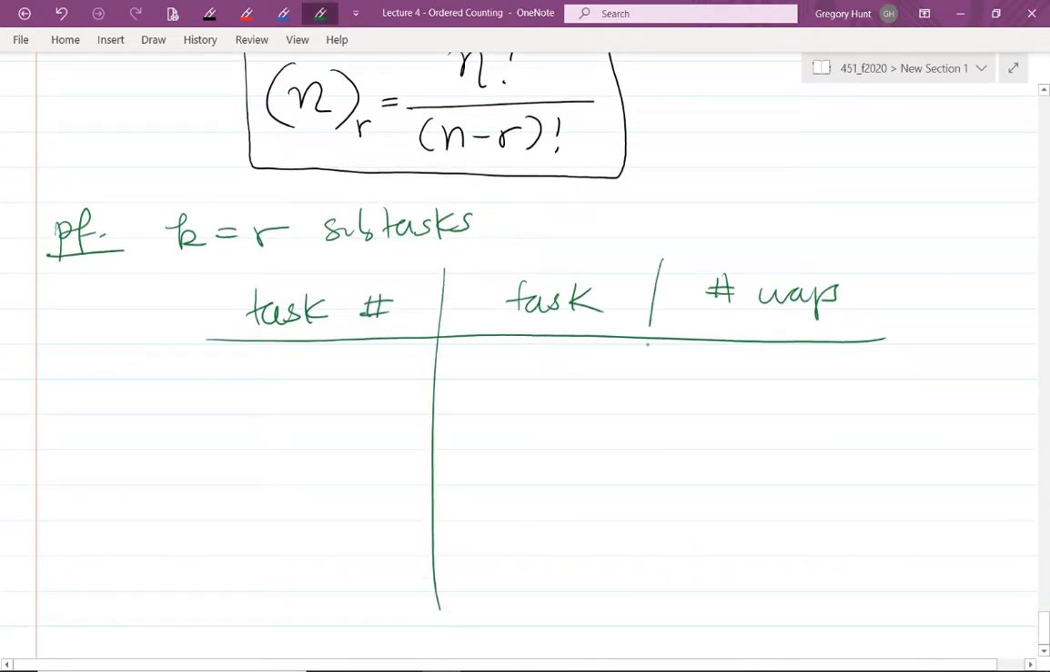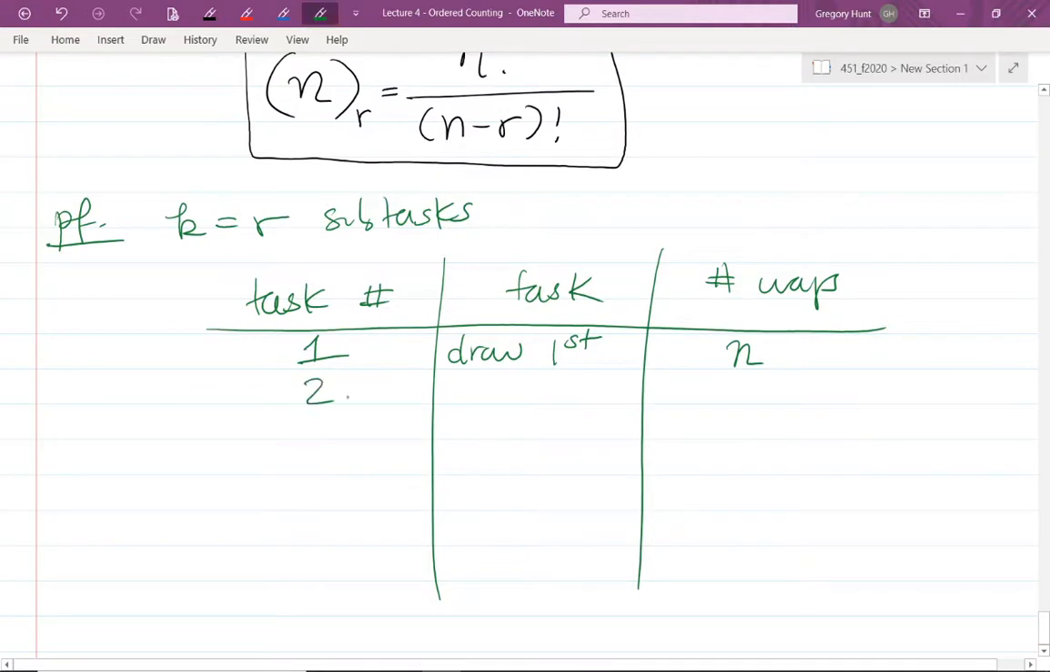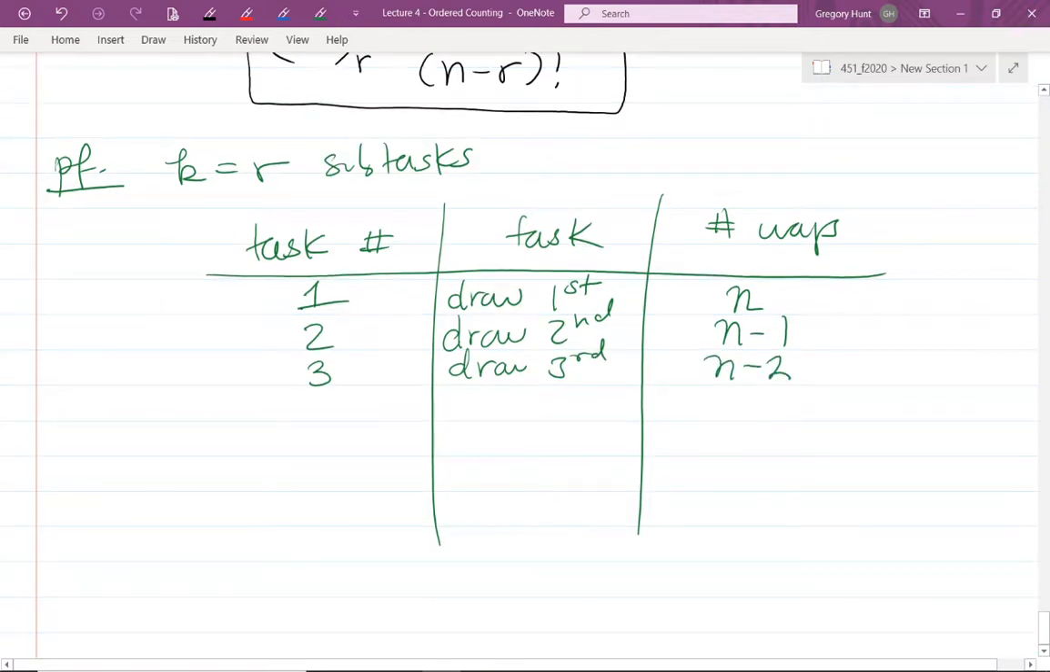Okay. Nice little table. Task number one, my task is to draw the first item from my basket. So I have n possible items I can draw from it. I'm going to draw r of them. How many ways can I get that first one? I can get it in n possible ways because there are n of them. Second task, I've drawn the first one. I now have n minus one things in my basket, and I'm going to draw the second, and I have n minus one possibilities left I can draw from. Third task is to draw the third. I have n minus two left, and you can see the pattern here.